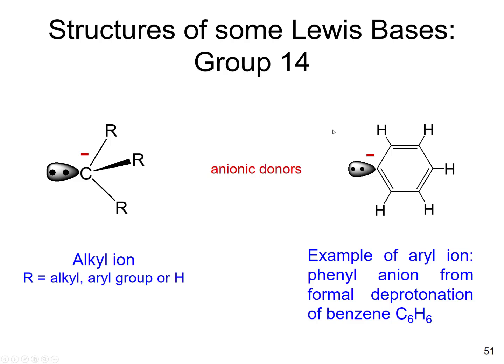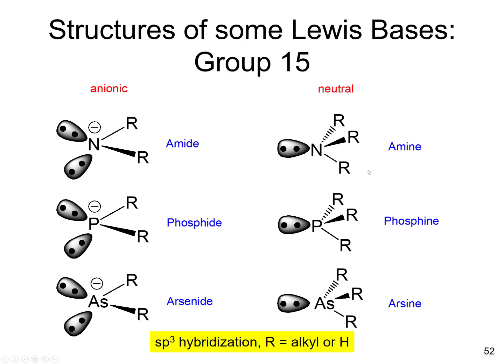You can also have other carbon-based Lewis bases. And here is an example of a phenyl anion, which is derived from formal deprotonation of benzene. So if you take a benzene molecule and you remove one of the 6 protons, then obviously you retain a lone pair and a negative charge here, and it can utilize this deprotonated carbon as a donor atom to bind to Lewis acids. In group 15, we have very common Lewis bases.